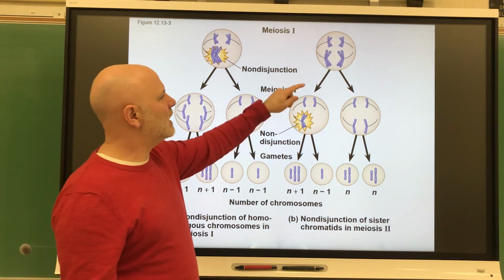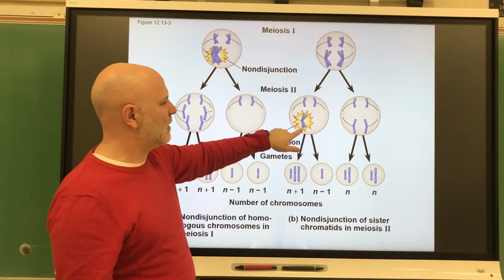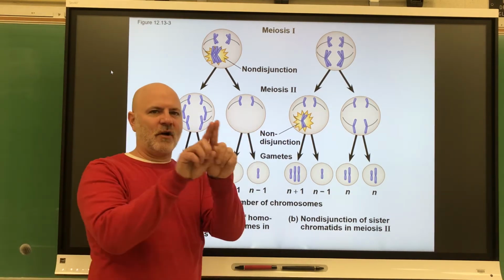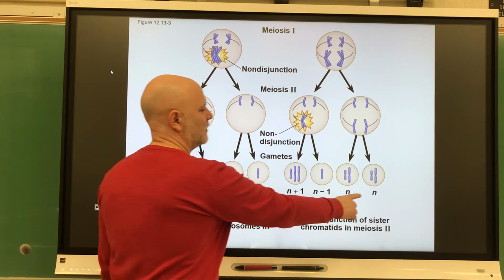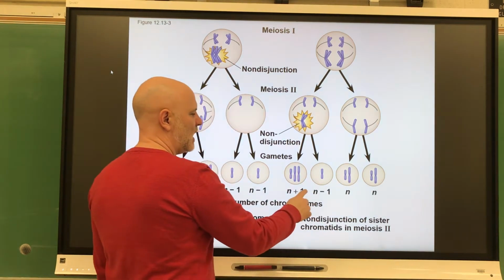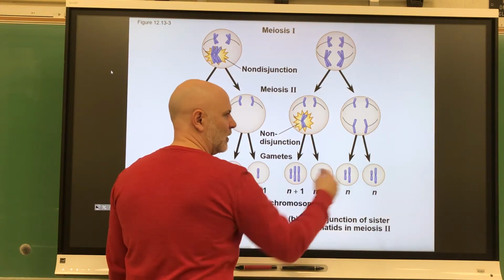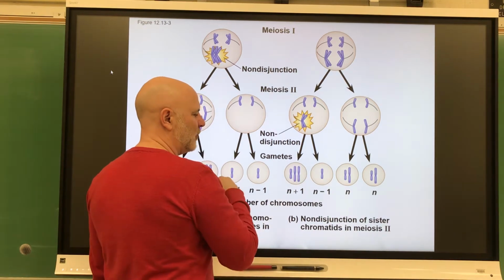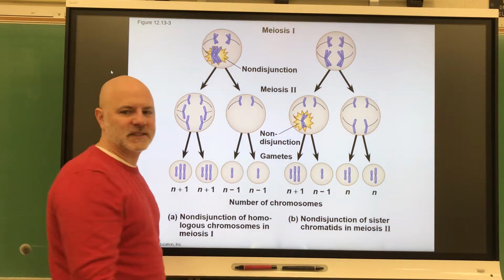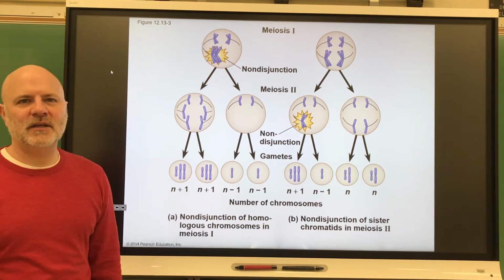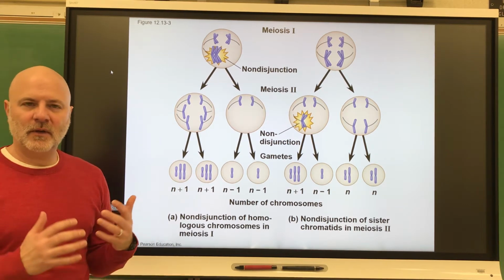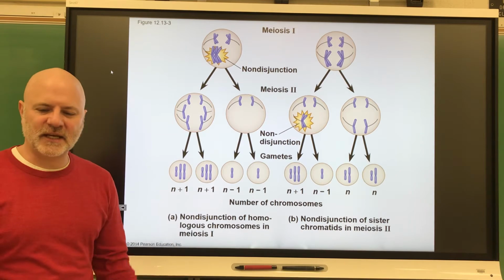The other way is where the chromosomes fail to separate during meiosis 2. So the sister chromatids fail to separate, and they both go to the same cell. So here you have 2 normal cells, and so 2 normal gametes. Here, 1 gamete with 1 extra chromosome, and 1 gamete missing a chromosome. The normal chromosome set is called a euploid. For humans, that would be 46.